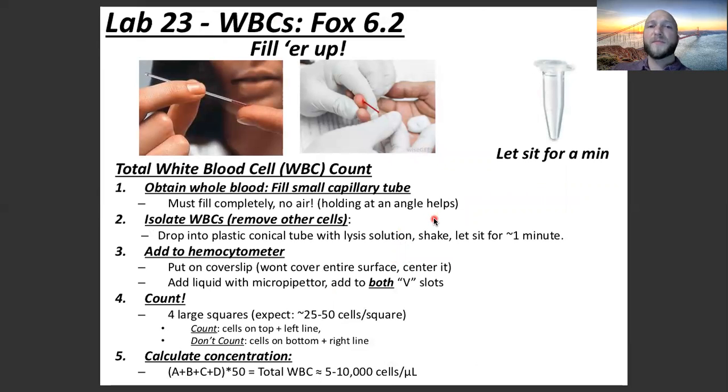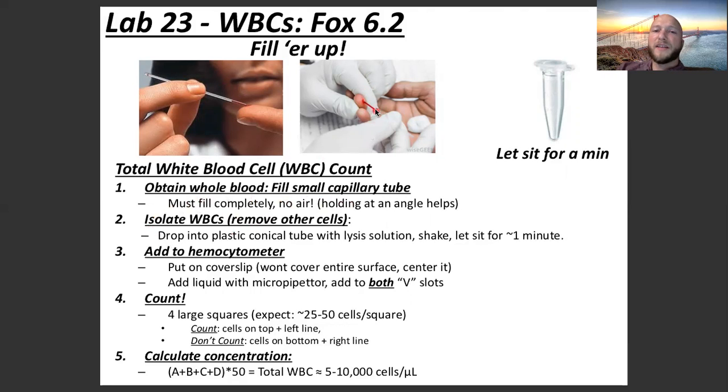All right, so Fox 6.2. This is going to look really similar to how we did the total red cell count, but this is the total white cell count. First, we must obtain a small capillary tube full of blood. It looks like this. The ones we use in lab are about an inch or so long. You need to fill it up completely with no air. We are going to be doing some math, some dilution factors, and to get an accurate answer, you need to fill this up completely with no air bubbles.